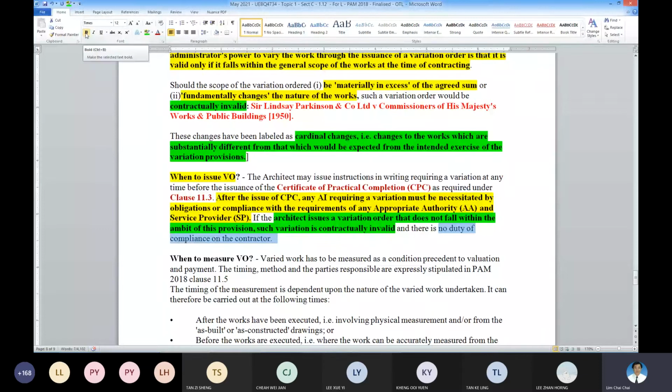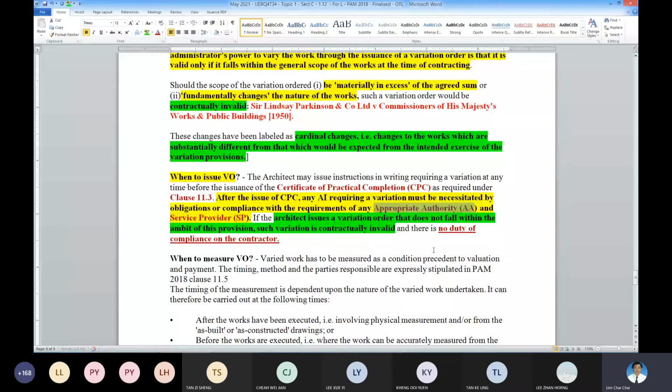So all valid VO for the works must be issued before CPC. And VO outside the works after the CPC can be issued for two situations, SP and AA. That is to comply with the authority and so on: local authority, health authority, road authority, and so on.